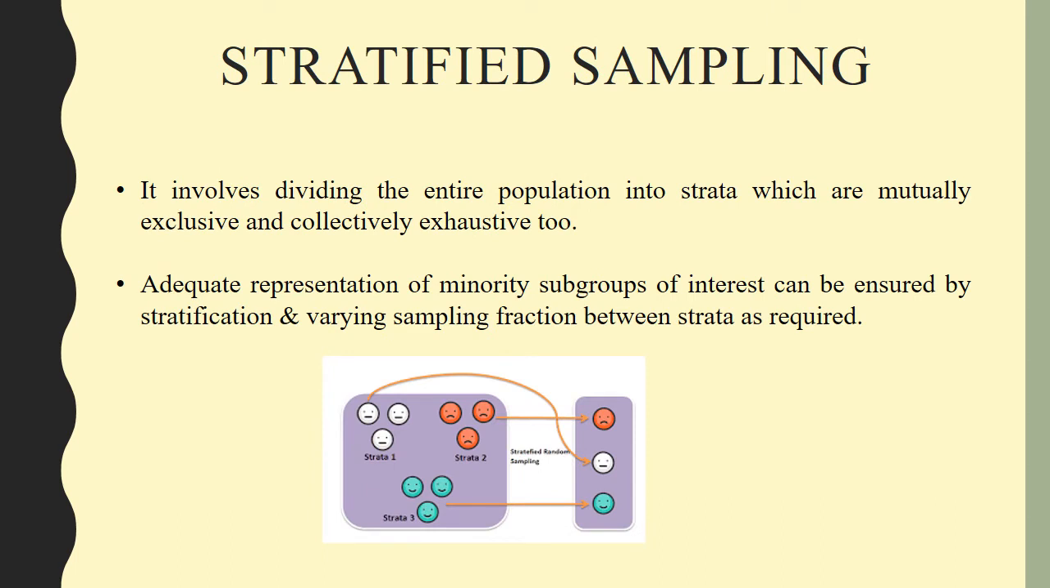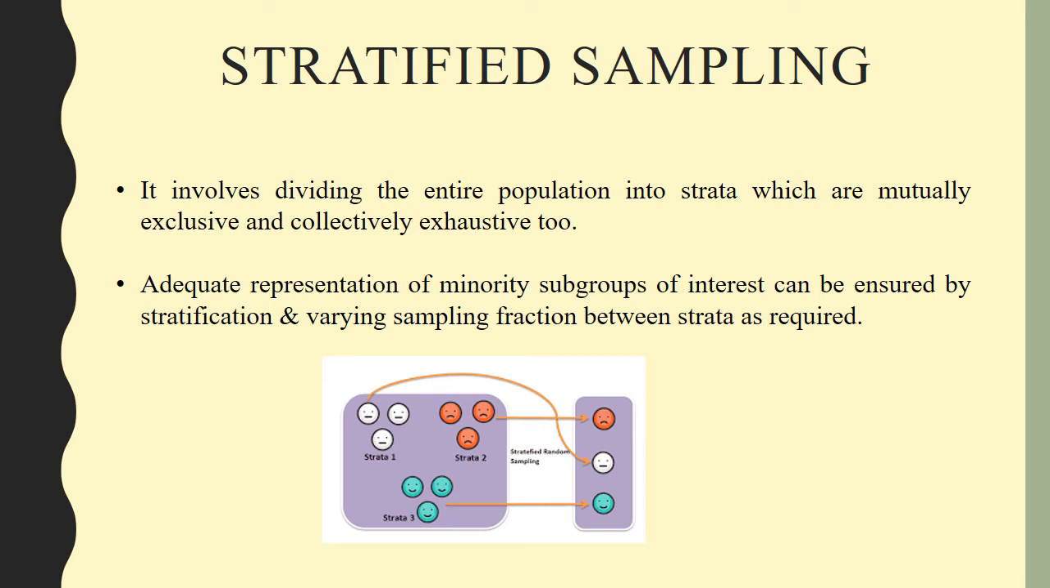Coming to our third type of probability sampling, that is stratified sampling. So stratified sampling involves dividing the entire population into strata. That is what is called strata. This is a very important element of stratified sampling. Strata which are mutually exclusive and collectively exhaustive too. That is, they don't depend upon each other, mutually exclusive they are, right?